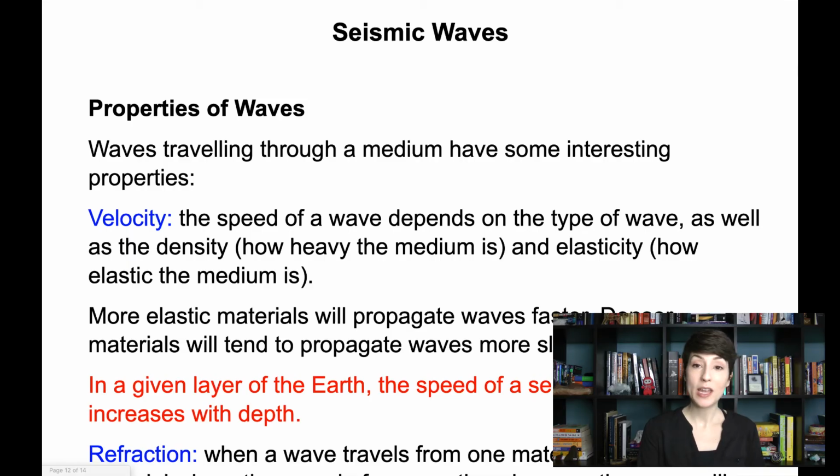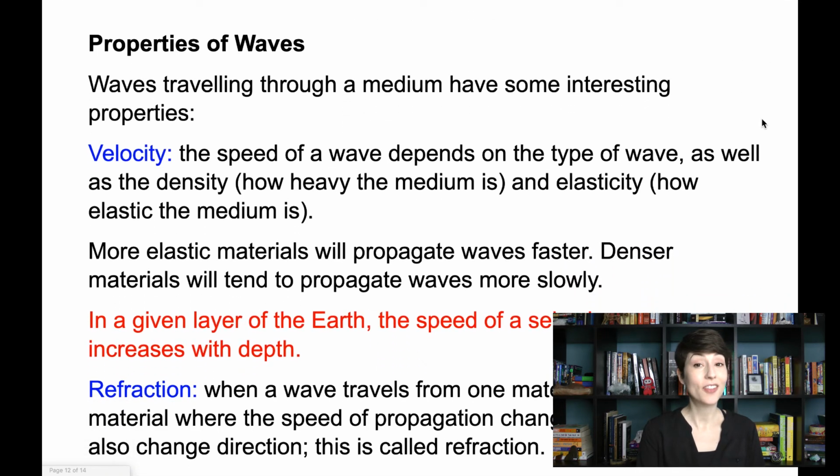Now we're going to talk about some interesting properties of seismic waves and how they can tell us about the interior of the Earth. Before we talk about how they can be used to determine what the interior of our Earth looks like, we're going to need to talk about some properties. First of all, when a wave travels through a medium, the speed of the wave depends on the type of the wave, as well as the density of the medium and the elasticity of the medium.